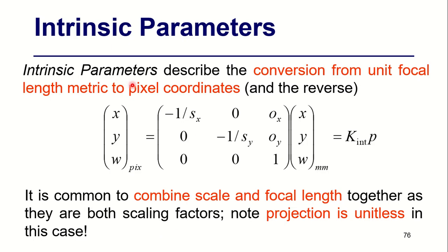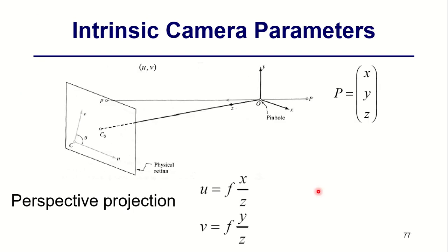Intrinsic parameters. Intrinsic parameters describe the conversion from unit focal length metric to pixel coordinates and the reverse. This is the matrix for the conversion. It is common to combine the scale and focal length together as they are both scaling factors. And we have to note that the projection is unitless in this case. The picture shows the intrinsic camera parameters measurement.